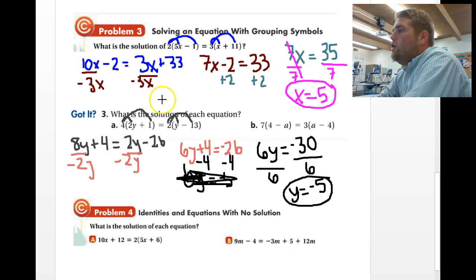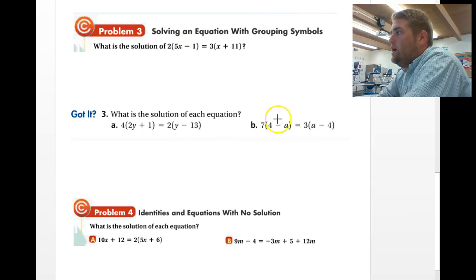So once again, I want you guys to try B. Attempt it. So we're going to distribute just to get you started, and then set them equal to each other like we have been.